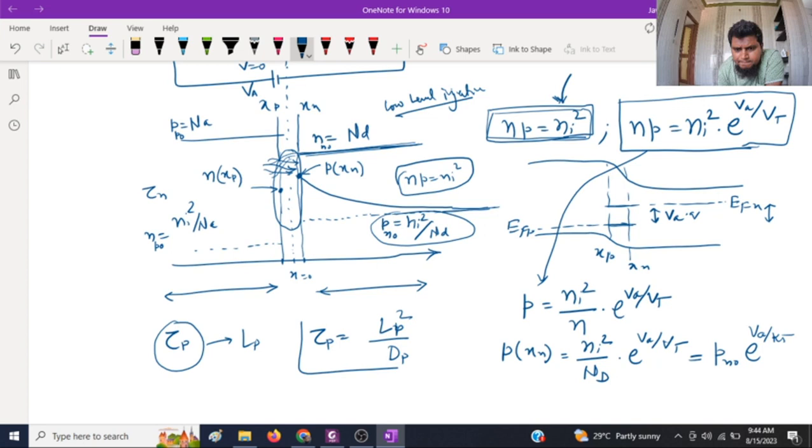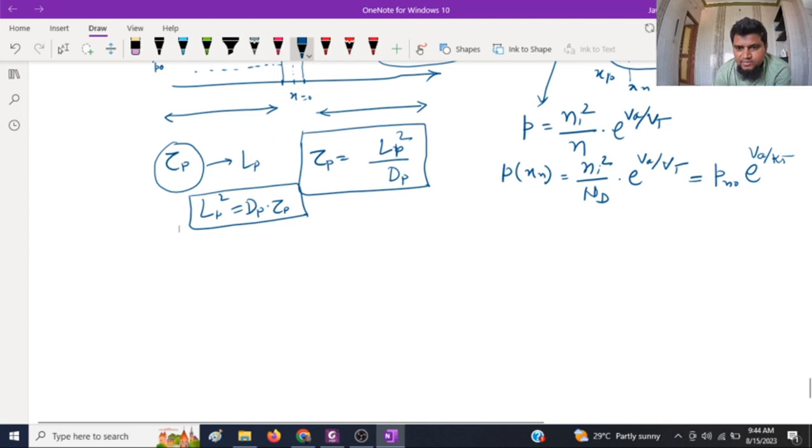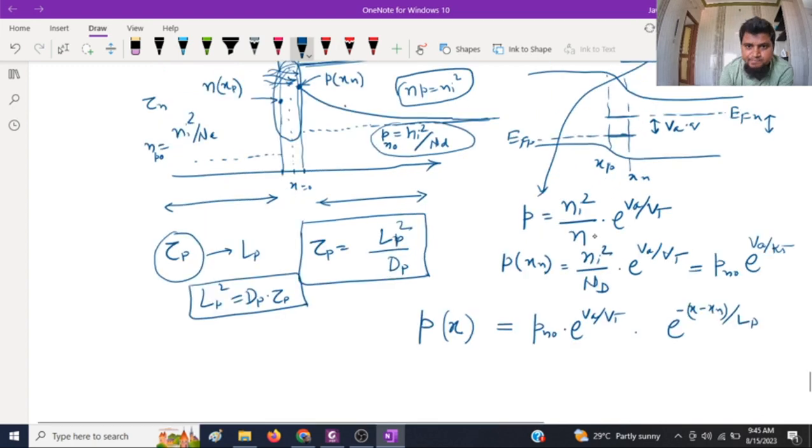Now, having said that, you can find the profile. So p(x), in general, instead of writing it only at xn, I just want to write a profile for the minority carriers inside the n-type material. That will be equal to pn0 e to the power Va upon Vt into e to the power minus (x minus xn) upon Lp. So this profile is exponentially decreasing, e to the power minus x upon Lp, something like this. Because I have just used x minus xn, you can also remove it if you want. All these x are actually taken as x minus xn, so this origin has shifted to xn.